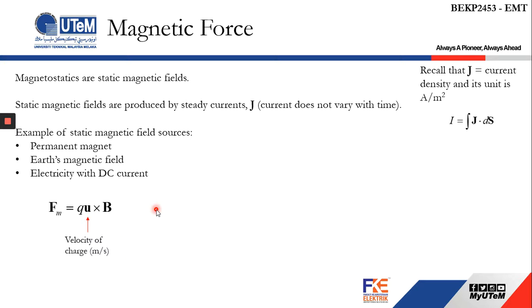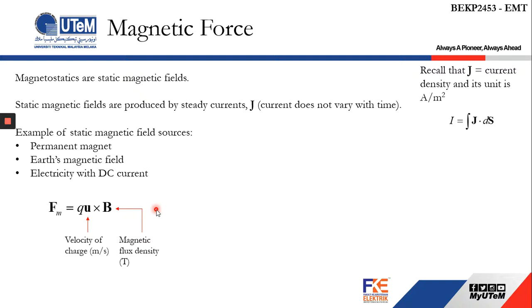So in other words, from this equation, we know that the charge needs to be moving for it to experience a magnetic force. If the charge is static, then there will be no speed, and if there is no speed, then the magnetic force will be zero. And the third term, B, is the magnetic flux density. So the unit is either Weber per meter squared or Tesla.